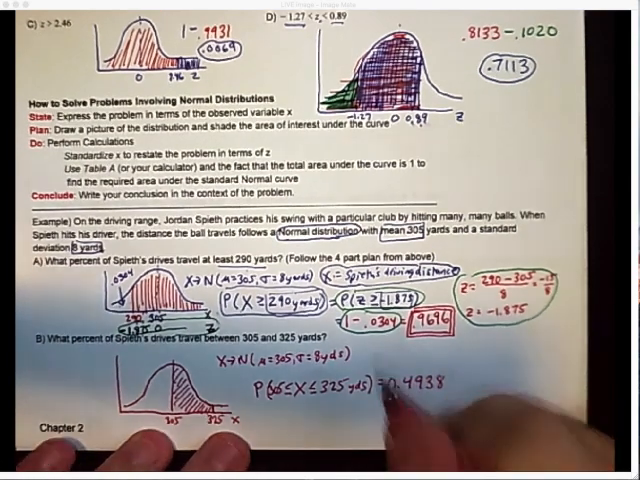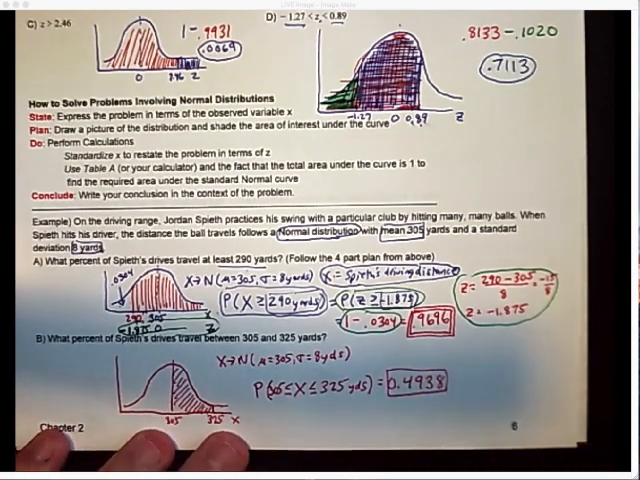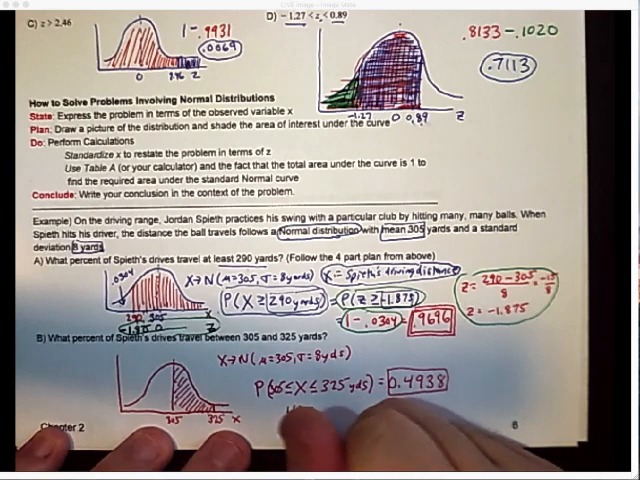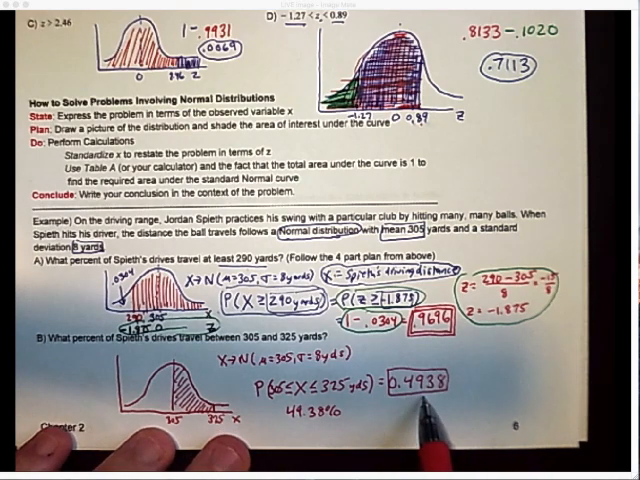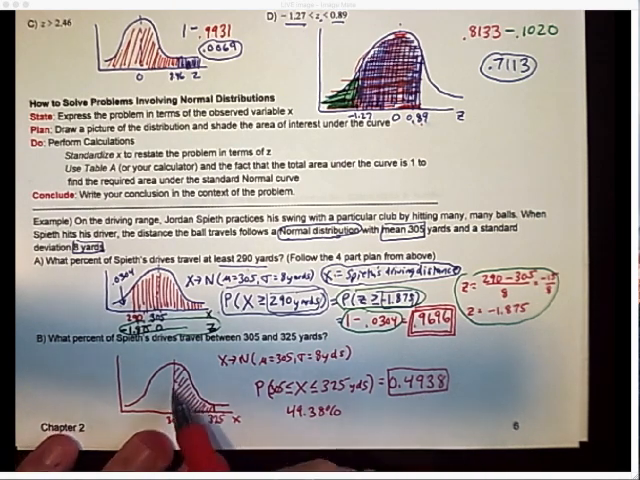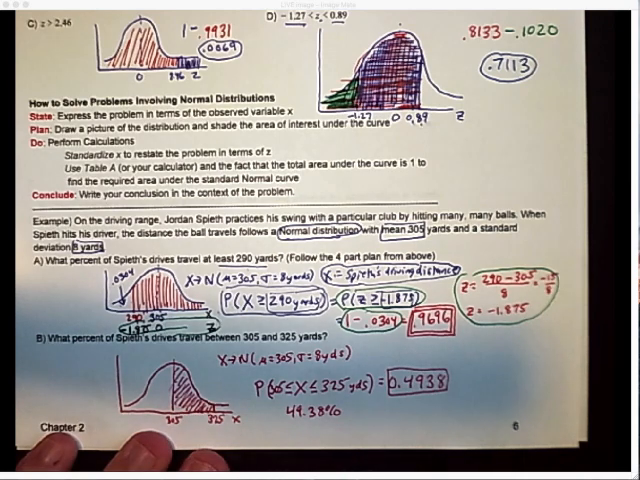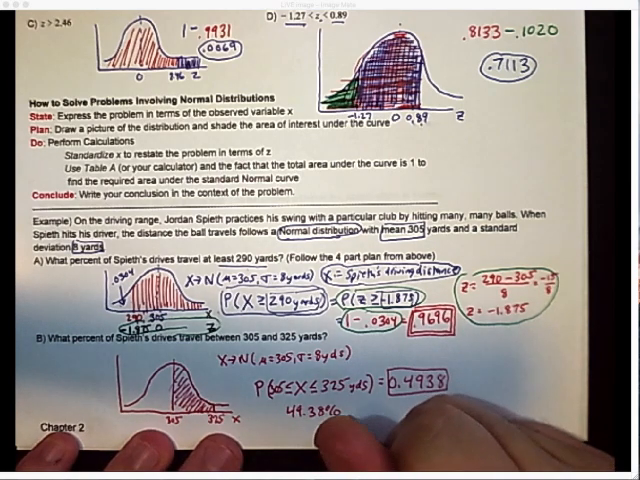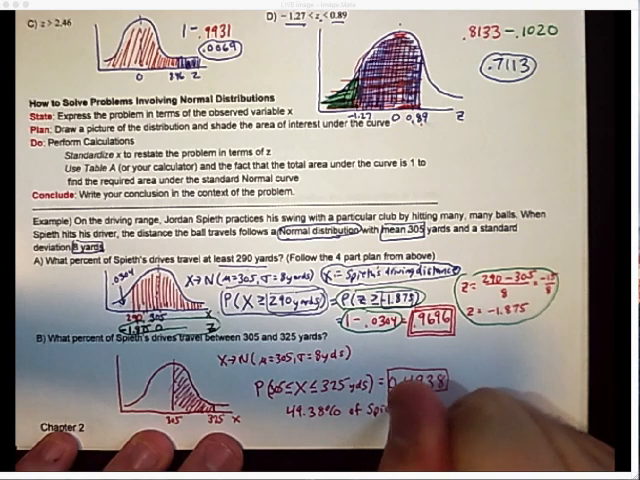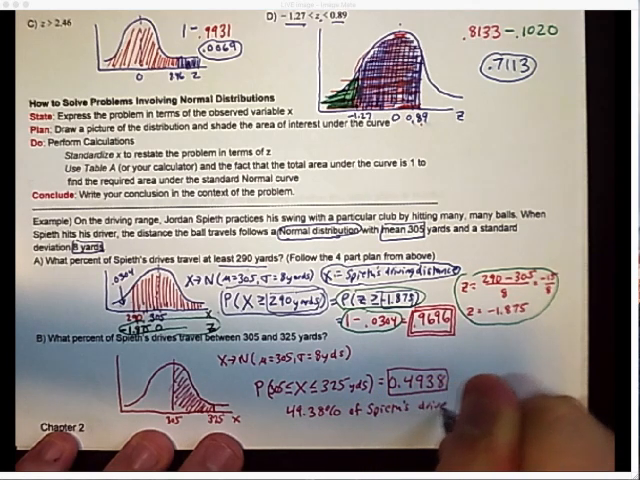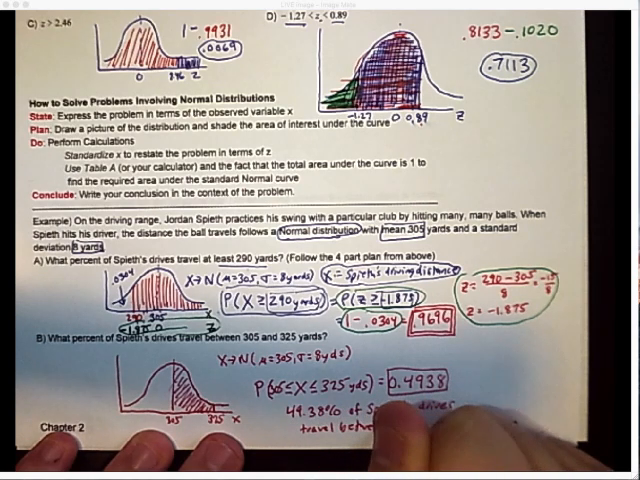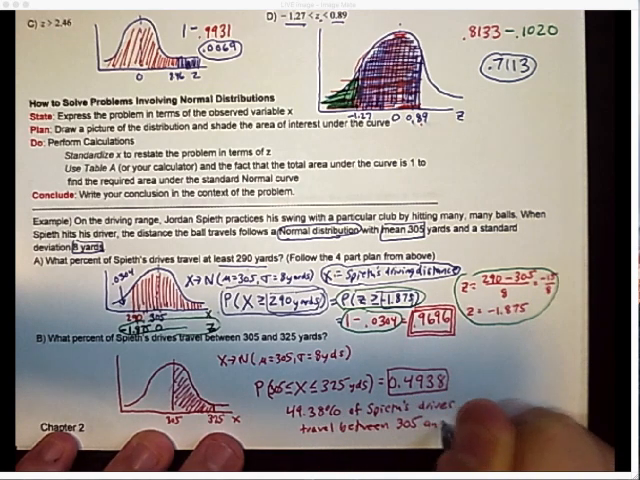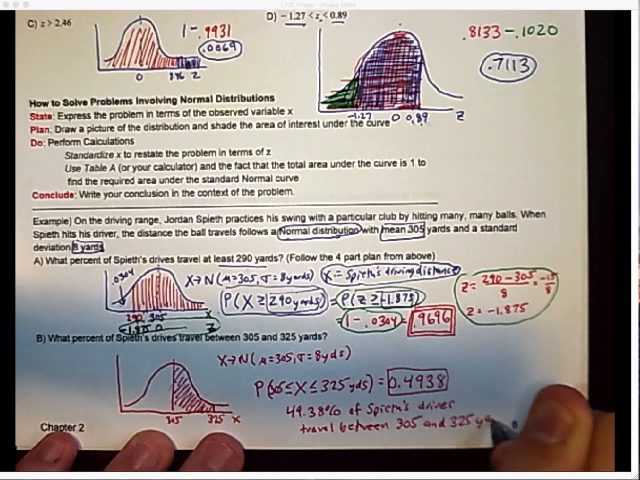0.4938. And sometimes it's good if you write a short little sentence. So say something like this, 49.38%. This is a probability and I can express it as a percent. This number should never be bigger than 1. It should never be smaller than 0. This area right here is a decimal. 49.38% of Spieth's drives travel between 305 and 325 yards.